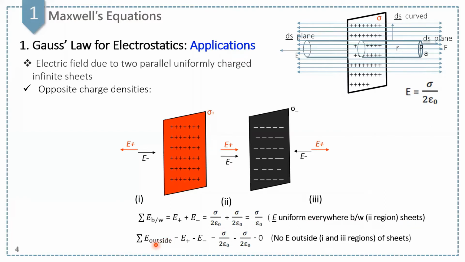And in region 1 and region 3, the electric fields from both sheets are in opposite directions to each other, so they cancel each other, and simply we get a zero electric field. So there is no electric field outside of the sheets.